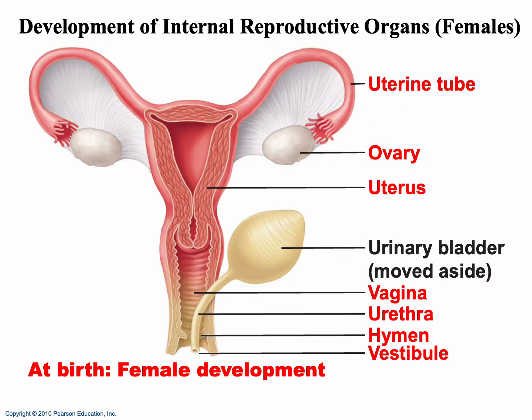Here we can see what the genitalia look like at birth for the female. So we have the ovary, the uterus, uterine tube, the vagina. So that gives you an idea. Obviously, these structures are going to grow more, but this gives you a rough idea here.